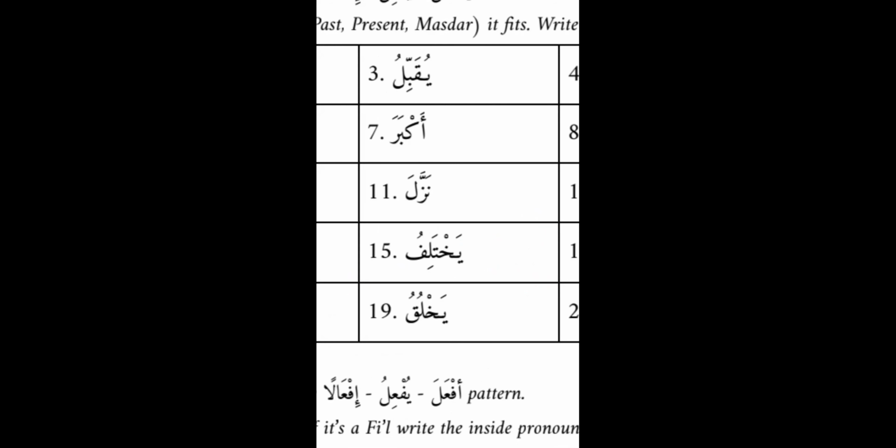Then yuqabbilu. Is it a fail or a fail? It is fail. The present tense, present active. It is present because of the U and O. Okay, then it is family two, yu'allama. Yufariku. Family two, because it has the Allama family.